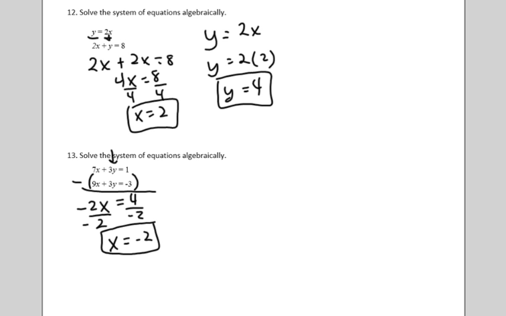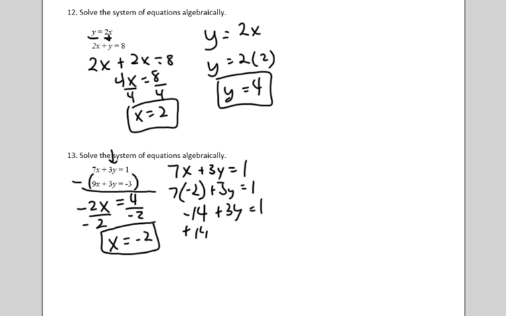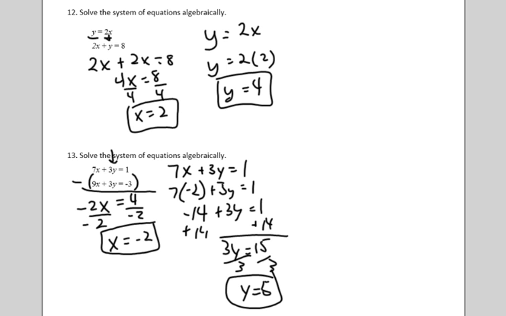I choose one of the equations and plug it in, so I'll just use the first one, only because the 1 is positive. 7 times negative 2 plus 3y equals 1. Negative 14 plus 3y is 1. Add 14. 3y equals 15. Divide both sides by 3, y is 5. So the solution is negative 2, 5.